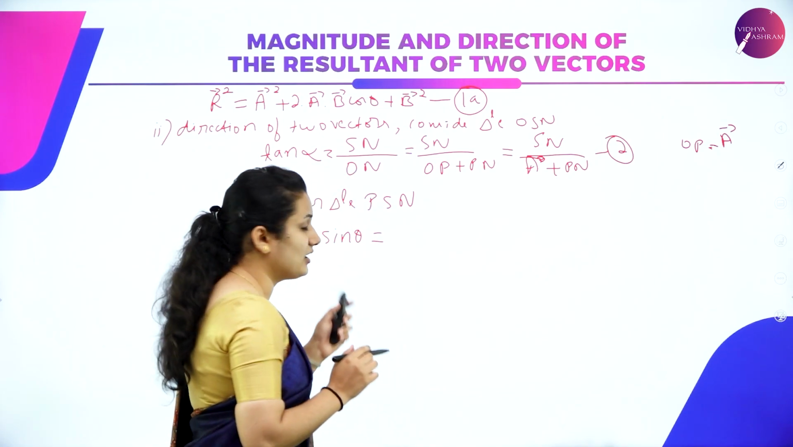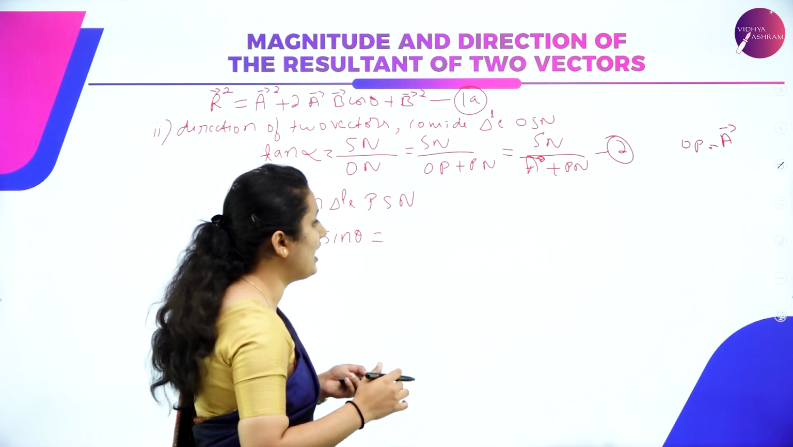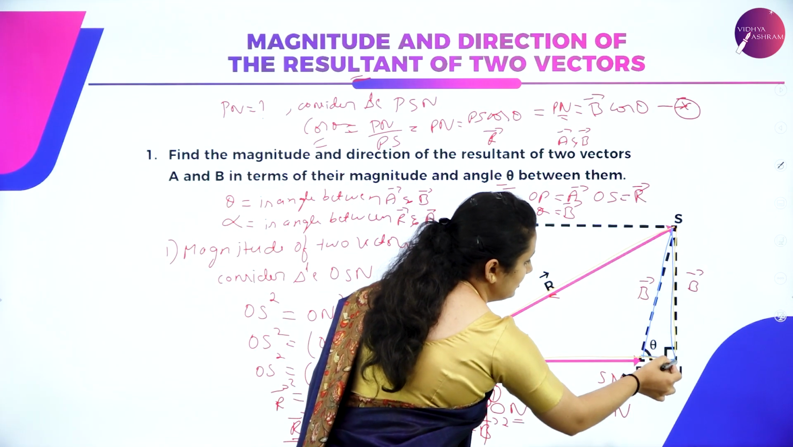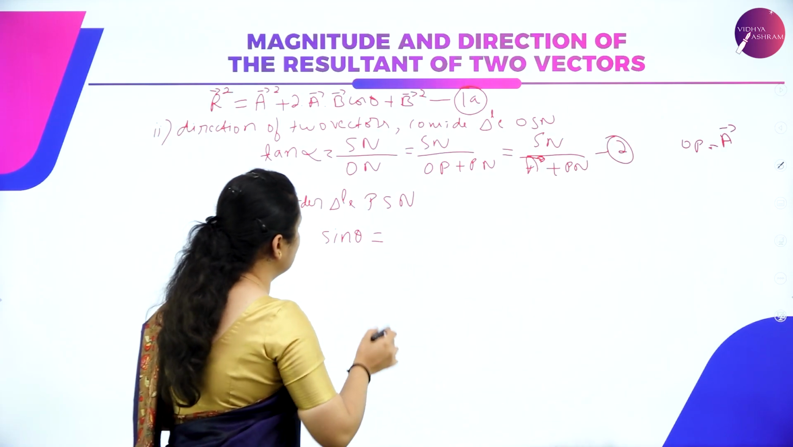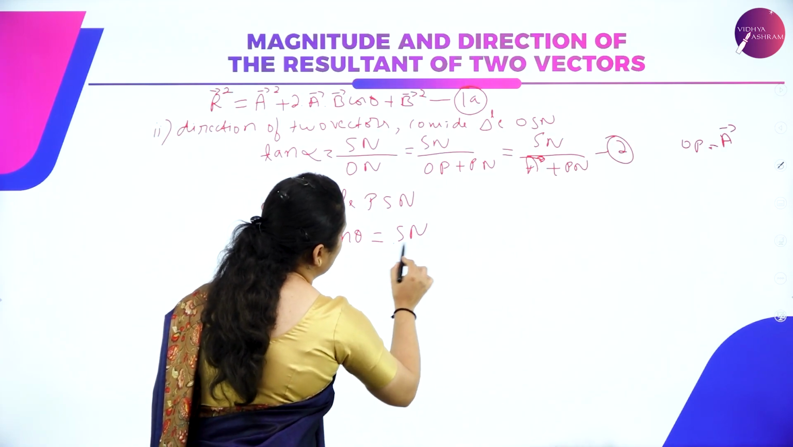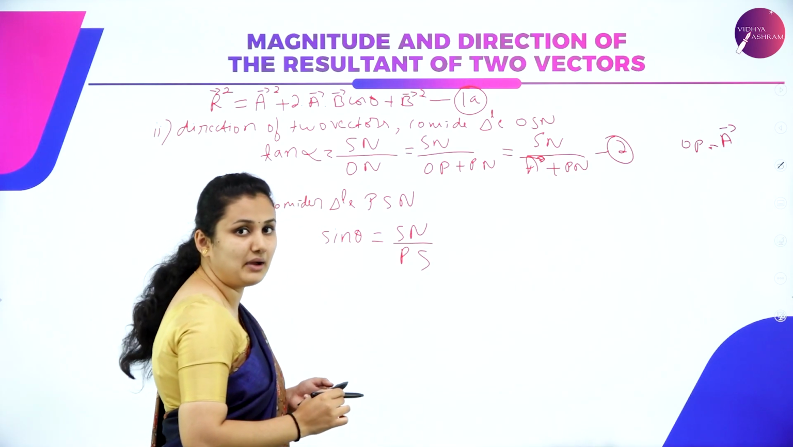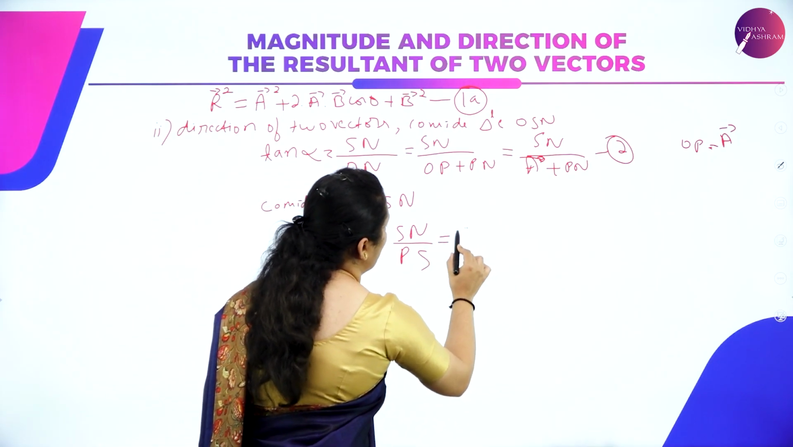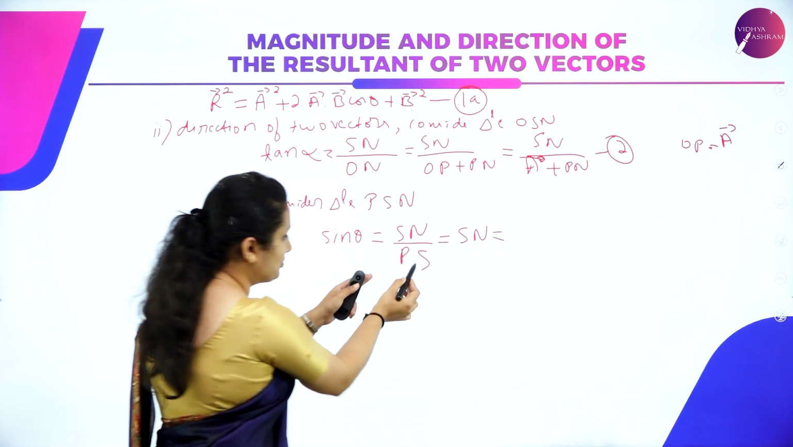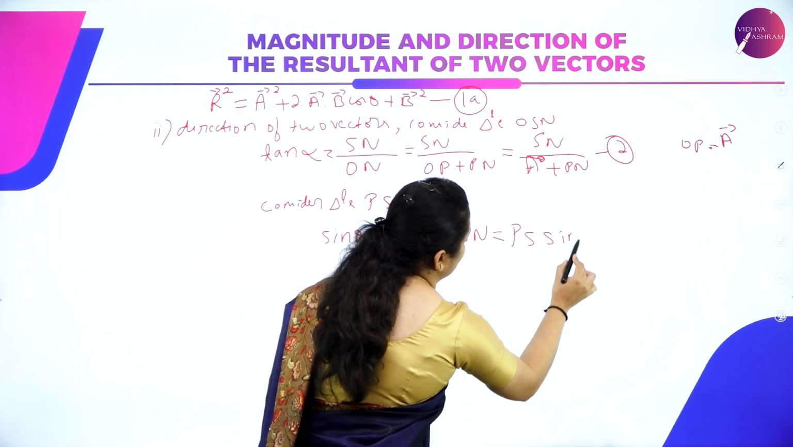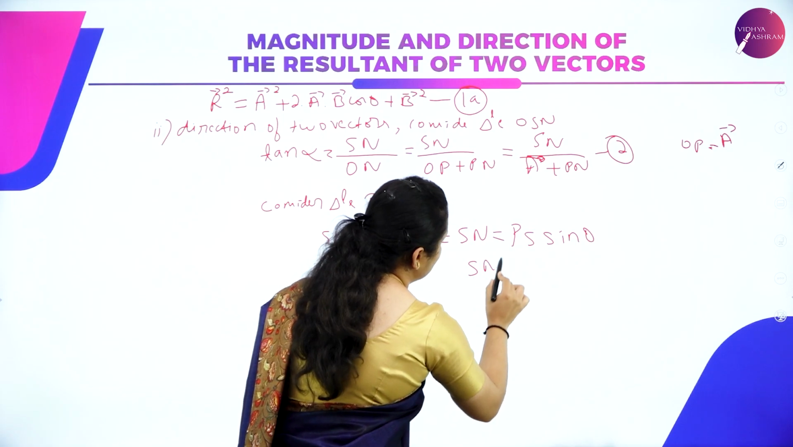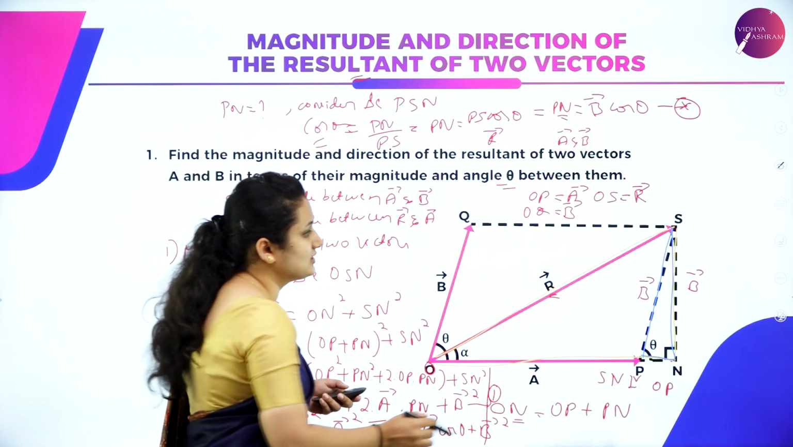So what is SN? Sine theta is opposite by hypotenuse. So SN by PS, opposite by hypotenuse. So I want SN. So SN is equal to, bring the PS to the left-hand side, so it is PS sine theta. So SN is equal to, what is the value of PS?